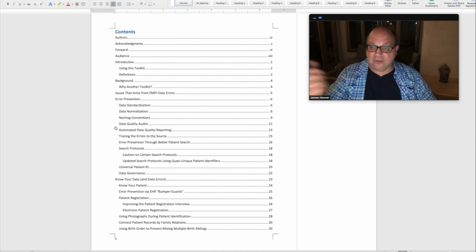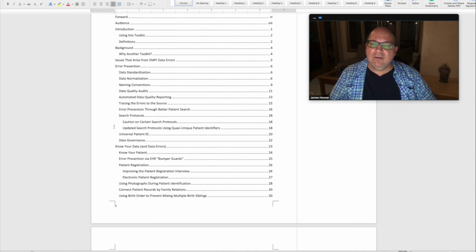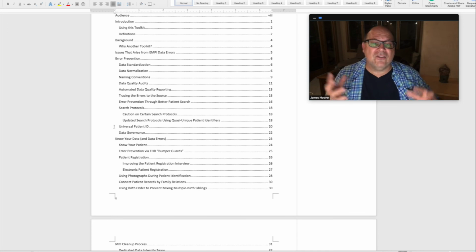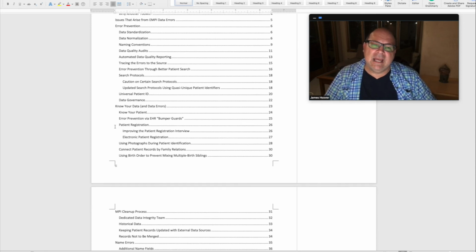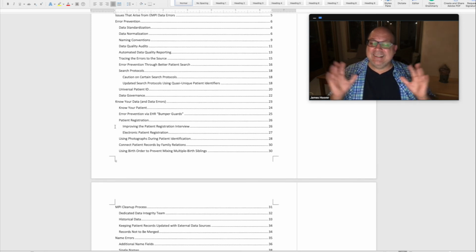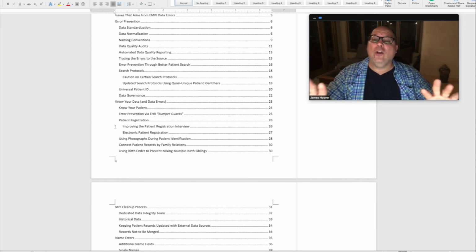We try to cover things like, how do we standardize our data? How do we improve the quality of our data? I touched on it briefly at the beginning of the presentation. Error proxies as an example, naming conventions, and looking at ways to maybe detect errors by implementing audits.